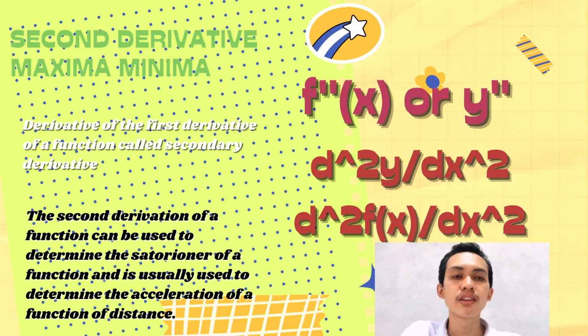That means the second derivative is written d²y/dx², or y'', or d²f(x)/dx², or f''(x). The second derivative of a function can be used to determine the maxima and minima of a function, and is usually used to determine the acceleration of a function of distance.